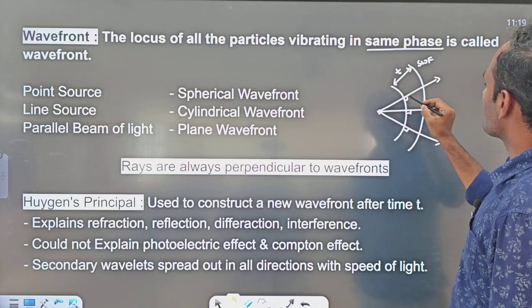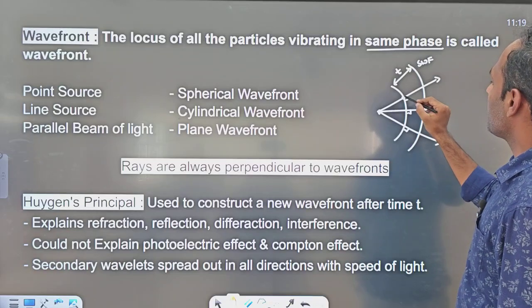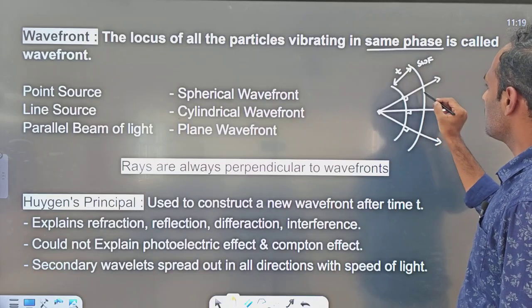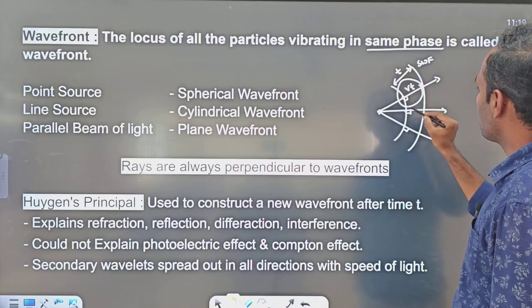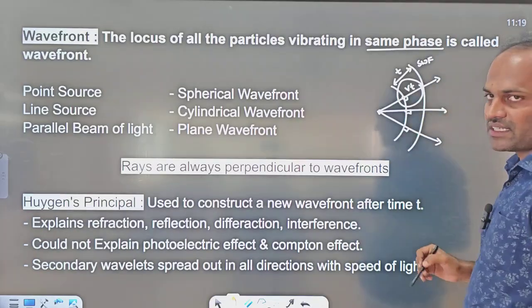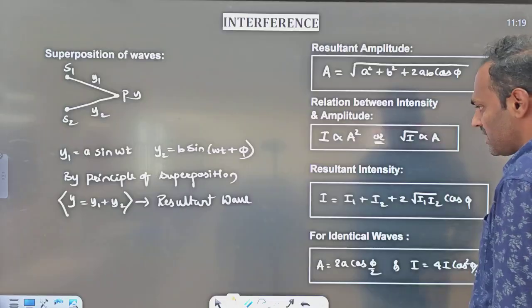Okay, how do we have to construct the secondary wavefront? By keeping this as the fresh source, by taking the radius as v into t, we have to draw the sphere at every point, and then we have to draw the tangent. We'll get the secondary wavefront. You have learned that in theory, you know that.